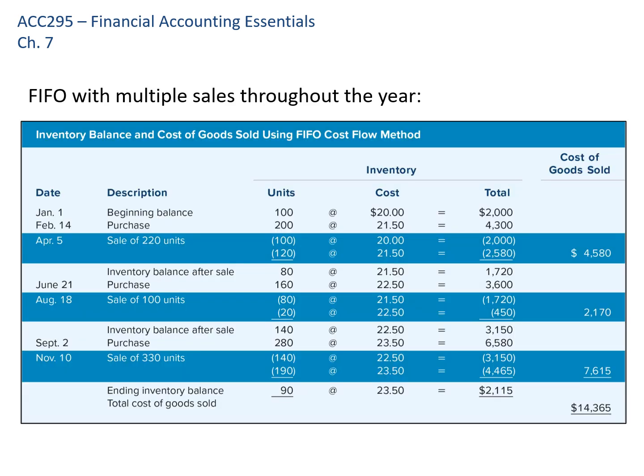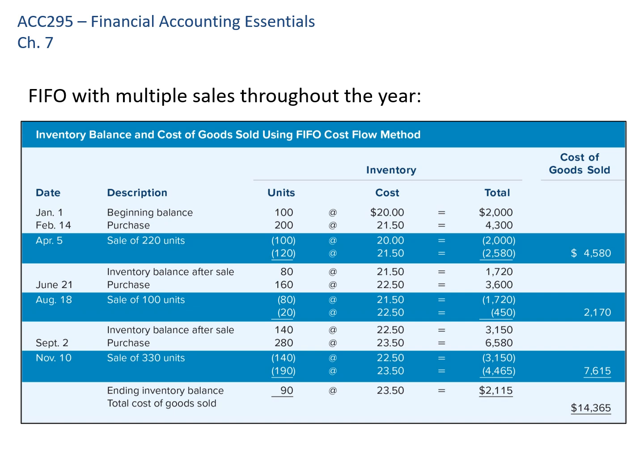Now, when we make sales, we need to record for each item what the cost was for that particular sale. So here we have a FIFO assumption with multiple sales through the year. I'll just walk through this. We have beginning inventory of 100 units at $20 apiece. On February 14th, we buy 200 units, but we pay $21.50 for those units. Now we've got to think of it as two layers of inventory.